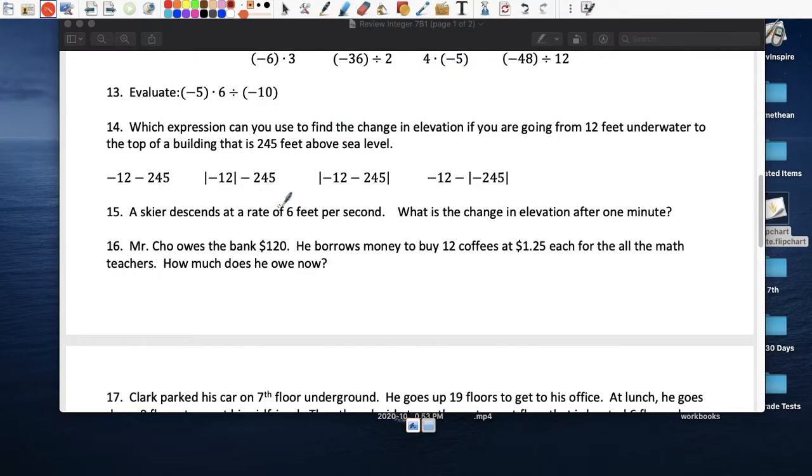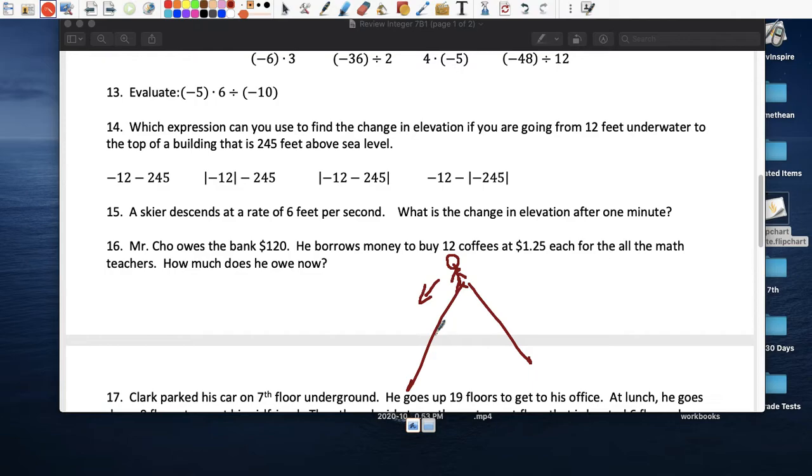A skier descends, which means to go down, right, at a rate of 6 feet per second. What's the change in elevation after 1 minute? So let's draw a mountain. He's over here, right? He's going to ski down the mountain. And every second, he's going to go 6 feet.